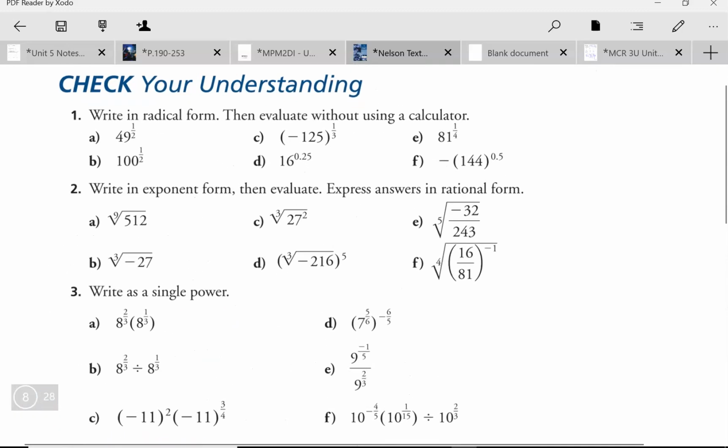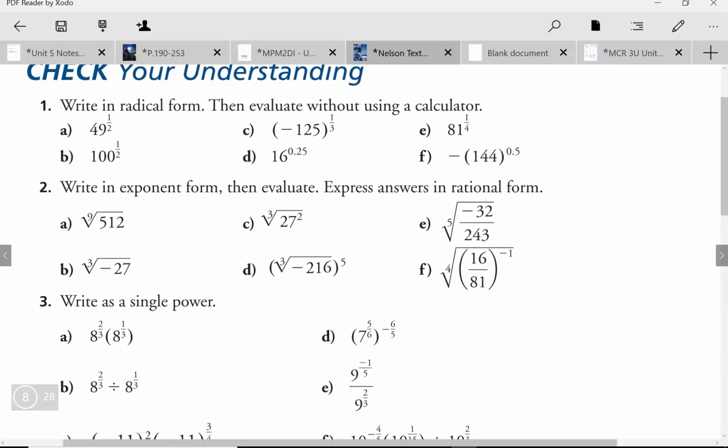Questions 1 and 2: write in radical form, evaluate without using a calculator. Nothing is too complicated here that I can see. Write in exponent form and then evaluate. Again, nothing too complicated here that I can see.